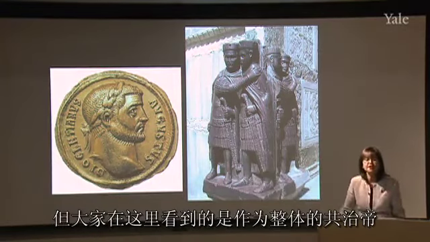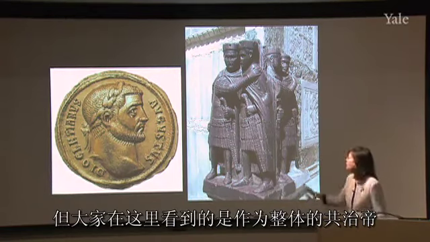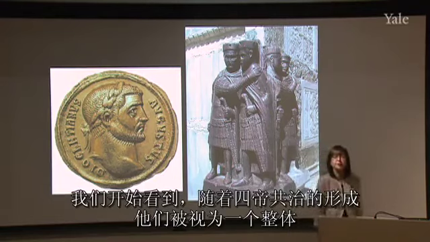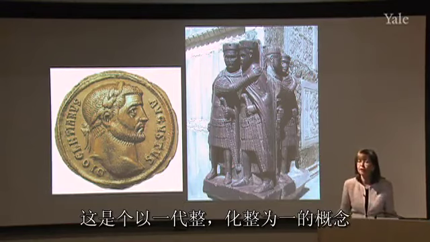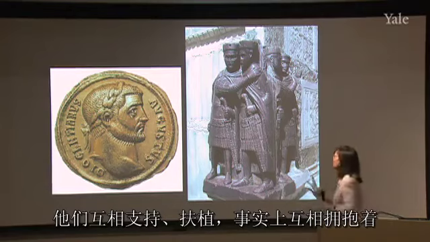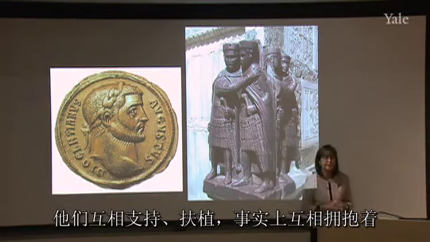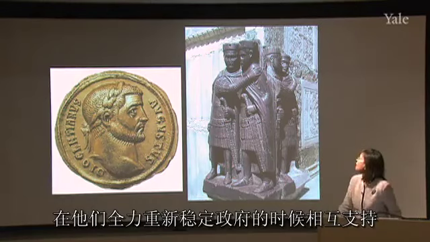But the image that becomes the image of the Tetrarchs as a whole is the sort of thing that you see here. We begin to see, with the formation of the Tetrarchy, representations of them as a group. It's sort of a one-for-all and all-for-one concept. They are shown in mutual support, holding each other, in fact embracing each other, as they try to restabilize the government.